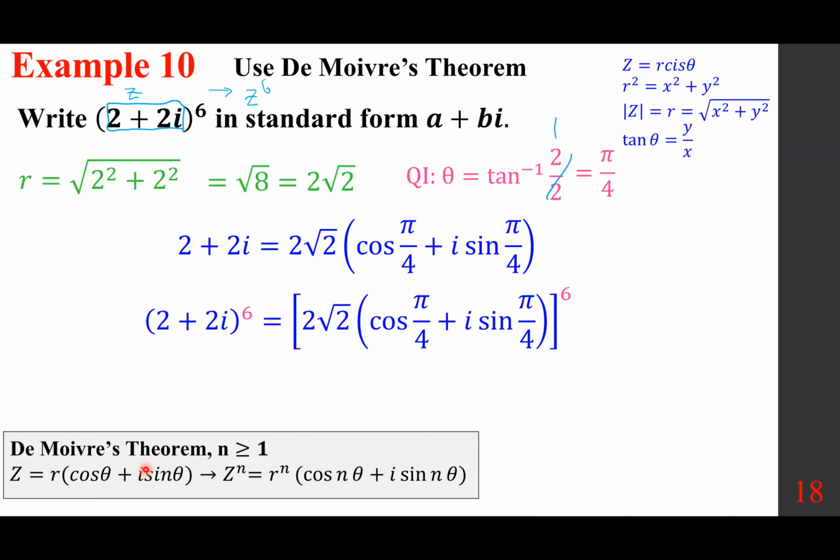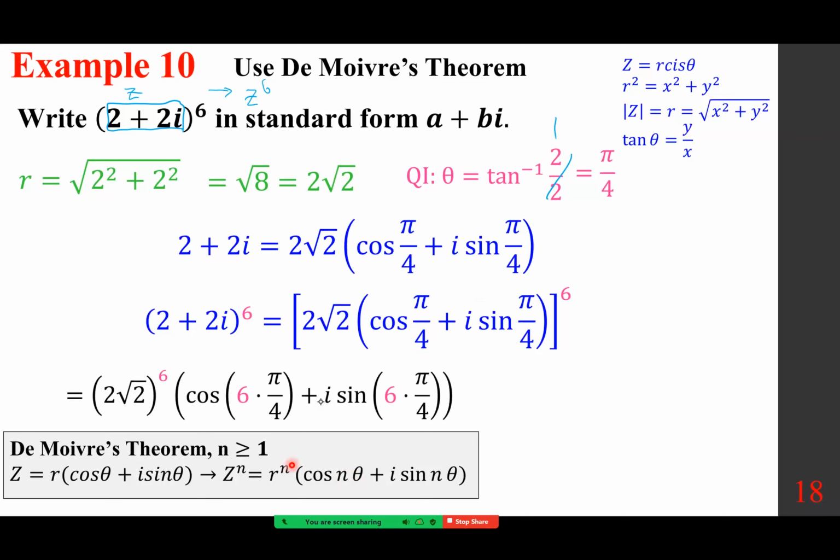So according to the De Moivre theorem, we're going to raise r to the power of n. So we're going to raise this one to the power of 6. And we're going to multiply the theta, the argument, by n. So pi over 4 times 6. So again, r to the power of n means 2 square root of 2 to the power of 6. And n theta, that means 6 times pi over 4.